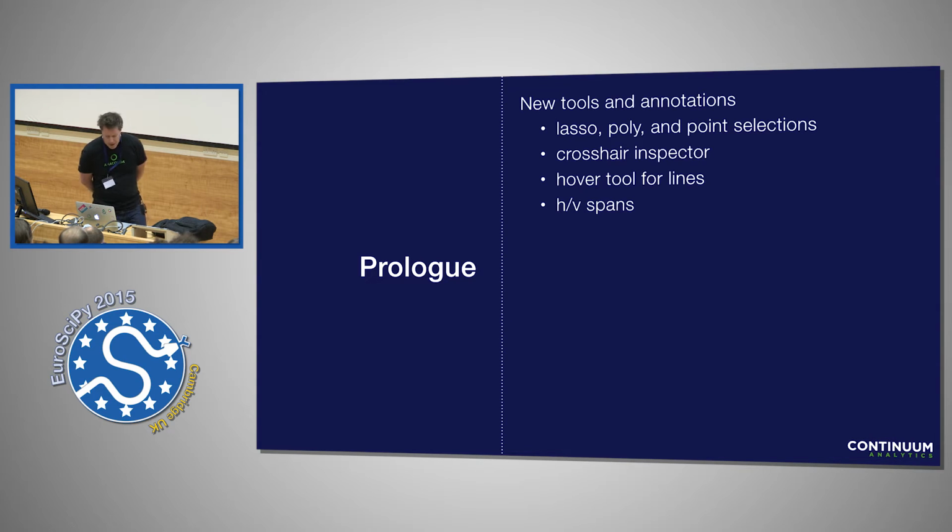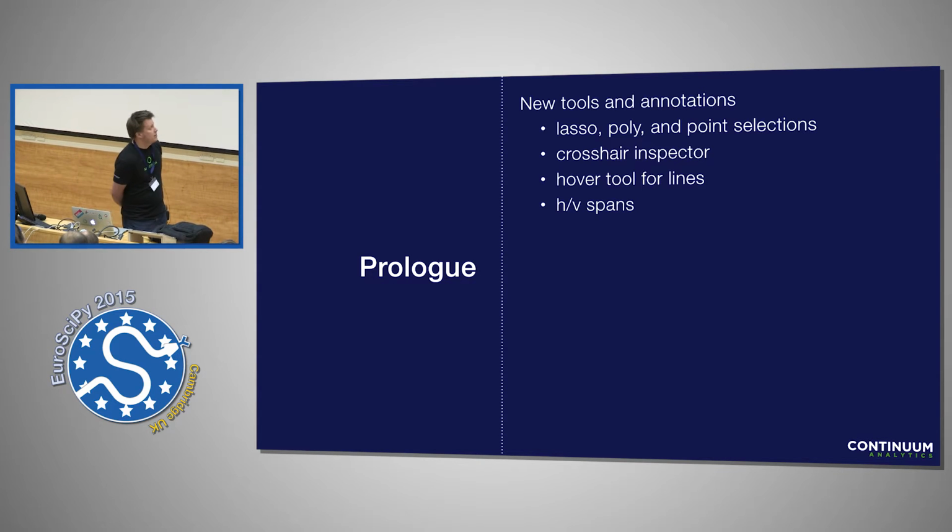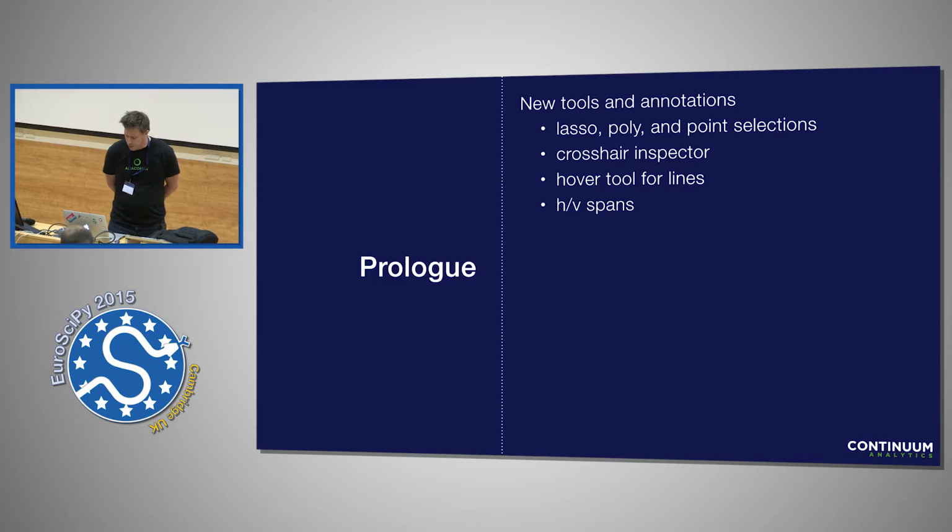So let's get started and talk first about what we have today. A lot of things have been added very recently, and in fact, keeping in the tradition of announcing Bokeh releases at SciPy's, 0.9.3 should be out later today. In some of the newest, latest releases, we have new tools and annotations for creating visualizations and plots. So more sophisticated selections, things like lasso selections and poly and point selections, inspectors like crosshairs, hover tools for lines. We just recently added horizontal and vertical spans for annotations as well.